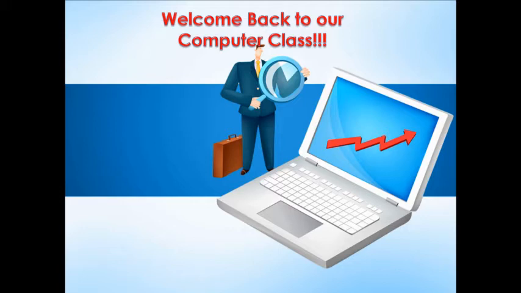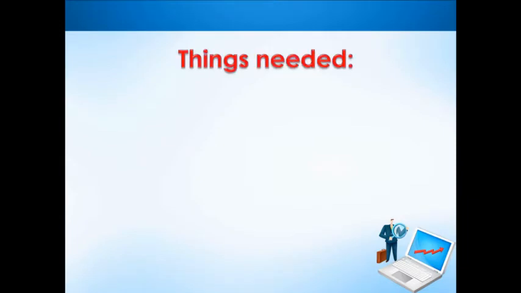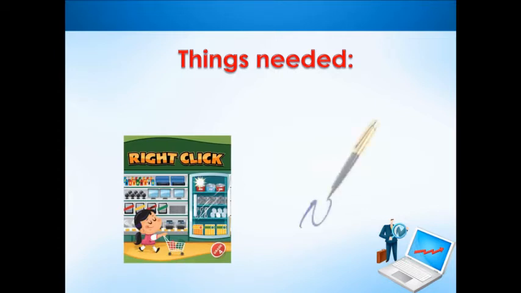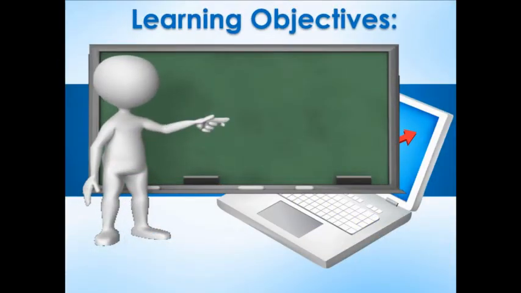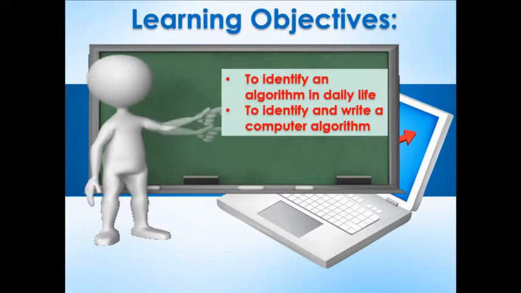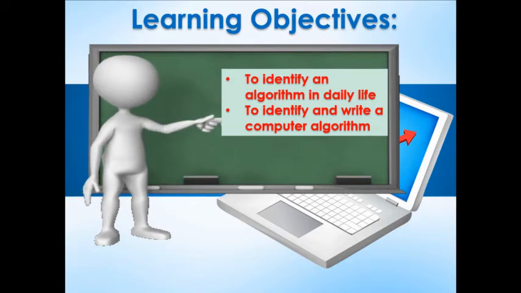We are now in Chapter 6, Lesson 2, and it's about algorithm. By the way, this lesson can be found in your textbook, pages 70 to 71. Here are the materials needed in today's lesson: your textbook and your pen. The objectives of today's lesson are to identify an algorithm in daily life and to identify and write a computer algorithm.